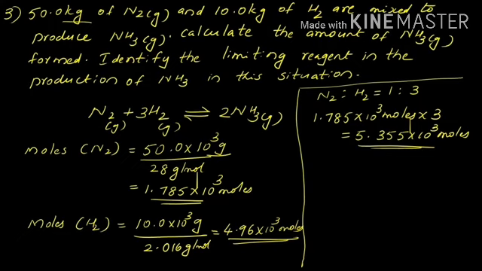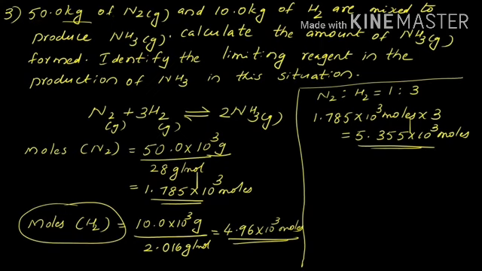But we don't have that much hydrogen with us, right? We have only 4.96 × 10^3 moles of hydrogen. So which one will be the limiting reactant over here? It will be the hydrogen itself, because the amount of hydrogen is very less when compared to the actual amount of hydrogen that is needed for this chemical reaction. So this is how we are finding out the limiting reactant. The limiting reactant here is hydrogen itself.